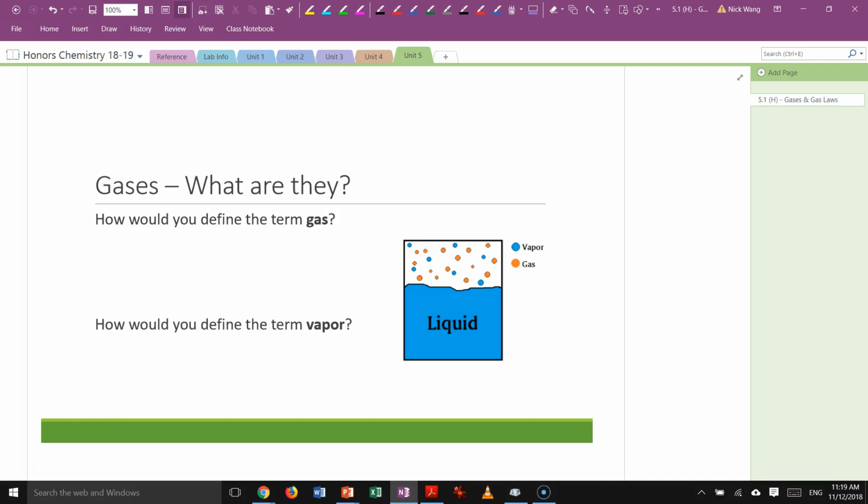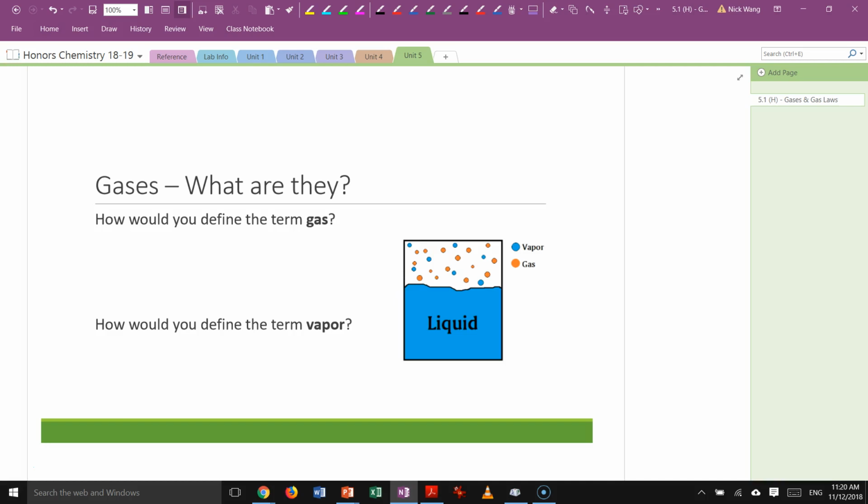Gases, how do you define the term gas? This is a state of matter, right? So something that's a gas is something that is typically in the gaseous state at room temperature. So it's a state of matter, right? Gas is a form of matter where the particles are very spaced apart, and they are freely moving around without being held back.